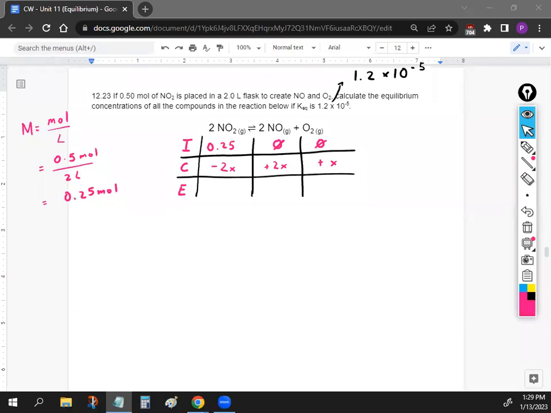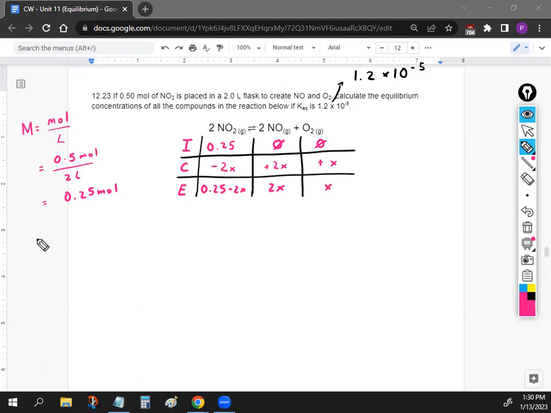Okay. So, if we take a look at this problem, first thing you should have noticed is that it is not in molarity. So you had to calculate the molarity of nitrogen dioxide. Should have gotten 0.25. Okay, all right, next thing we're gonna do is use the ratios with the stoichiometry. So 2, 2, 1, so minus 2x, plus 2x, plus x. Okay. All right, and then from there, we can set up our equilibrium concentrations, which is 0.25 minus 2x, 2x, and x. So far, so good?